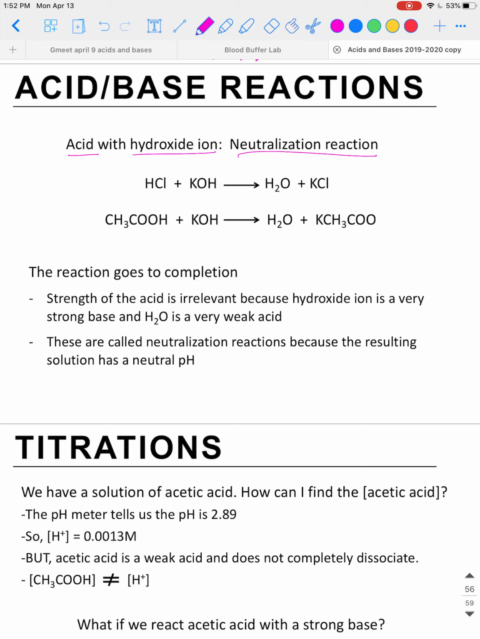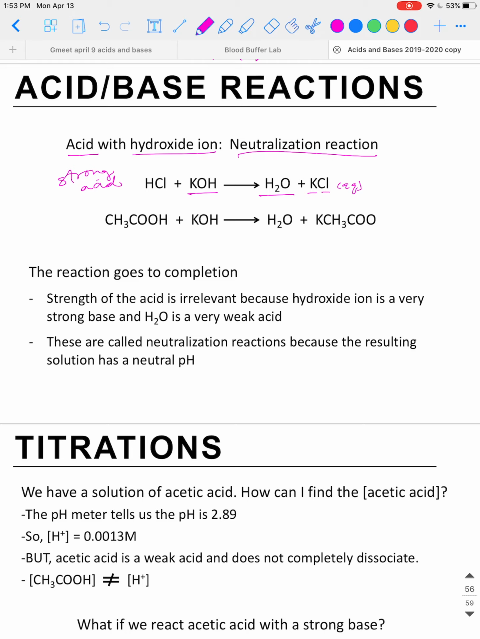If we have an acid with a hydroxide ion, that is a neutralization reaction. This is an acid-base reaction. If you see on this top reaction listed, we have a strong acid, HCl, reacting with KOH, which is a strong base. You make water, and you have potassium and chloride in an aqueous solution. They'll be broken up and dissolved into their ions, but these are our products.